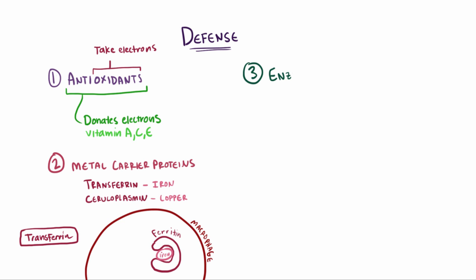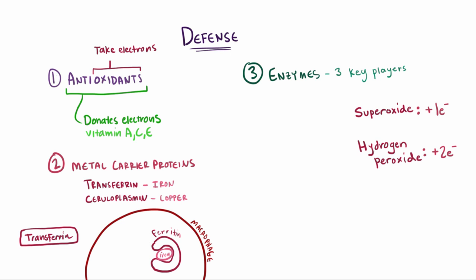And finally, another way we can get rid of free radicals is by enzymes. And there are three super important players in the enzyme free radical game. So remember that in between oxygen and water, you've got superoxide with 1 electron, and then hydrogen peroxide with 2, and finally hydroxyl with 3, and then water with 4, right? Okay. Now, our 3 enzymes are each going to have the job of focusing on one of these free radicals.